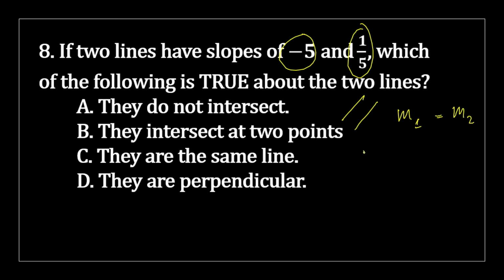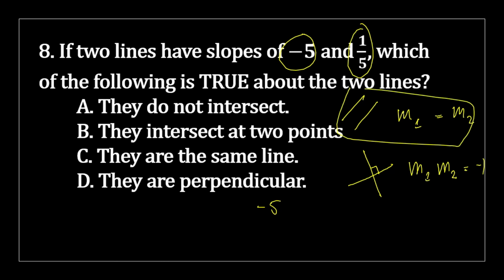If the lines are perpendicular in the graph, the relation is that if we multiply the slope of the first line and the slope of the second line, the answer should be negative 1. Because negative 5 and 1/5 are not equal, this is not a parallel line. So they did intersect, meaning this option will be wrong.